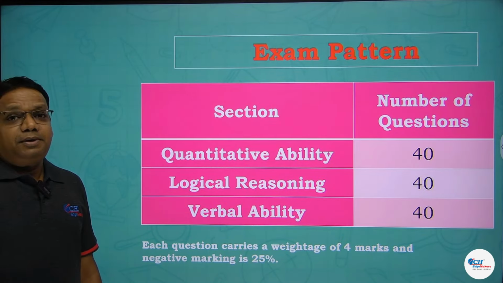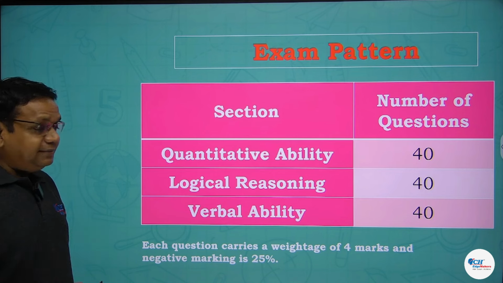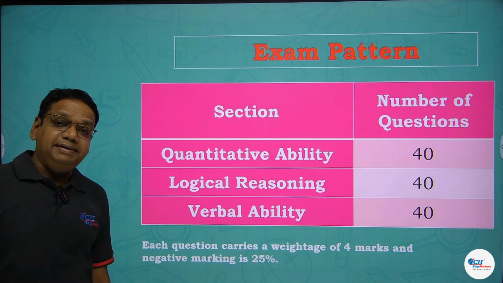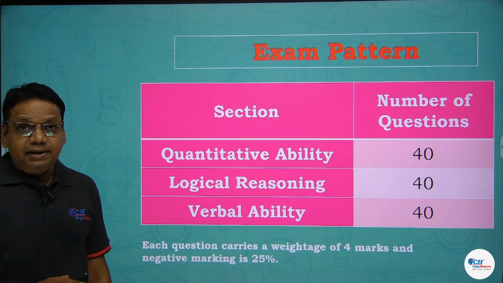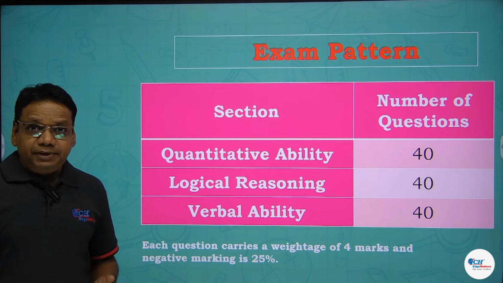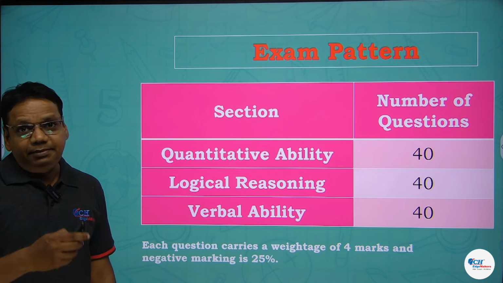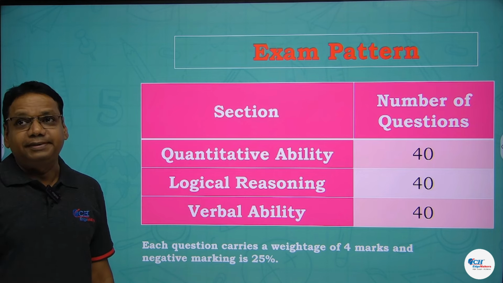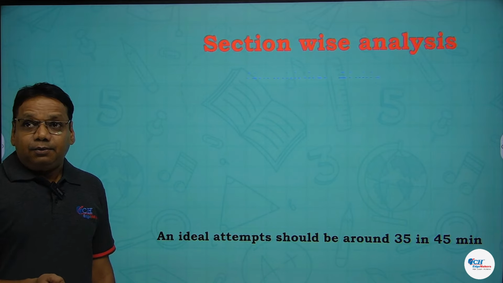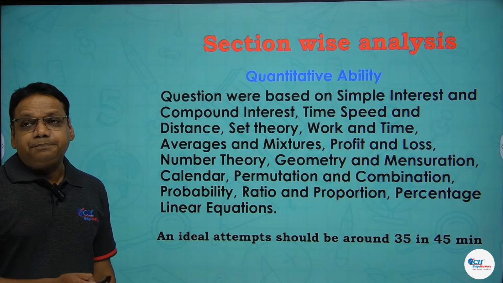Now if we talk about the exam pattern, there were 3 sections: quantitative ability, logical reasoning and verbal ability. There was no sectional time limit. Each correct question carries a weightage of 4 marks, and 1 mark will be deducted for each wrong answer. Now let us analyze the sections one by one.